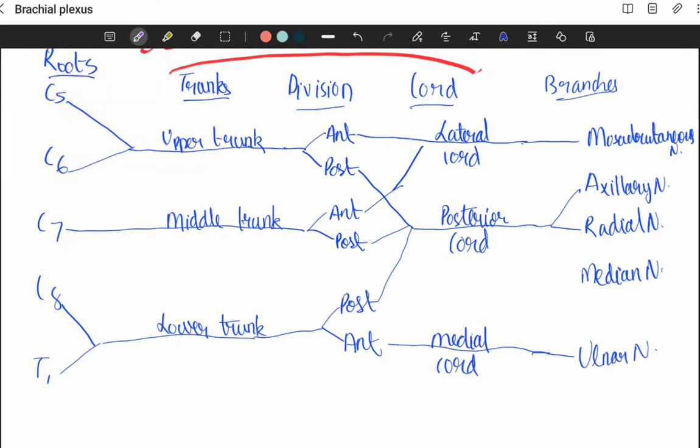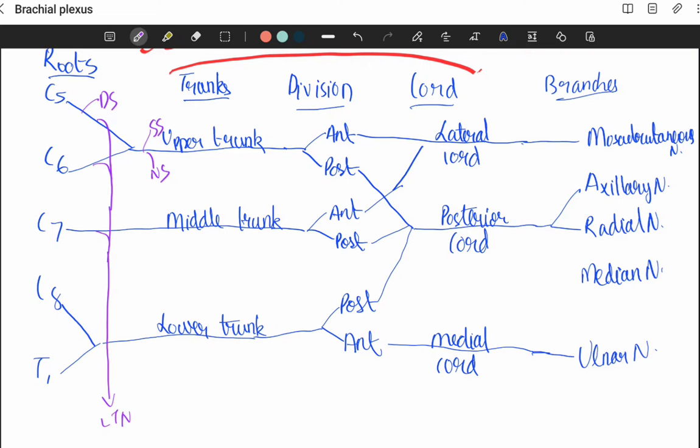Now let's talk about the branches. From the roots, we have mainly two branches: dorsal scapular nerve and the long thoracic nerve, which comes from C5, C6 and C7. Then from the trunks, mainly only from the upper trunk there are branches: suprascapular nerve and nerve to subclavius. Then divisions, we don't have branches to mention.